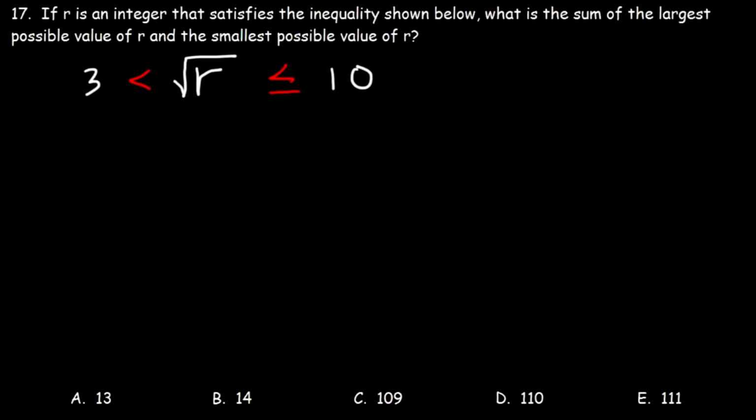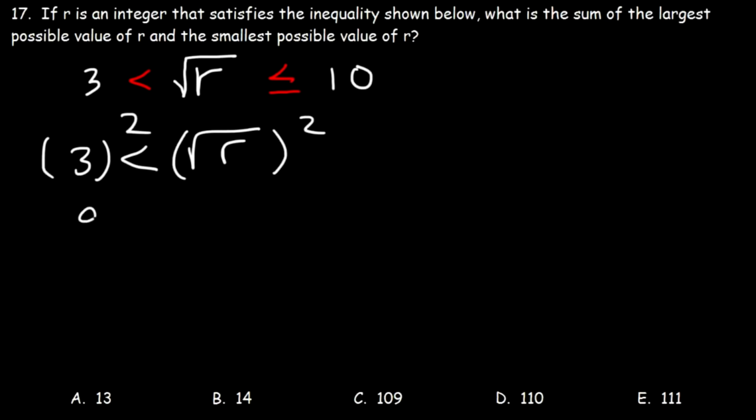17. If r is an integer that satisfies the inequality shown below, what is the sum of the largest possible value of r and the smallest possible value of r? Well, let's go ahead and find out. So let's focus on the first part of the inequality. That is, 3 is less than the square root of r. So in order to find the value of r, we need to square both sides. 3 squared is 9. And the square root of r squared is simply r. Notice that r is greater than 9, but not equal to 9.